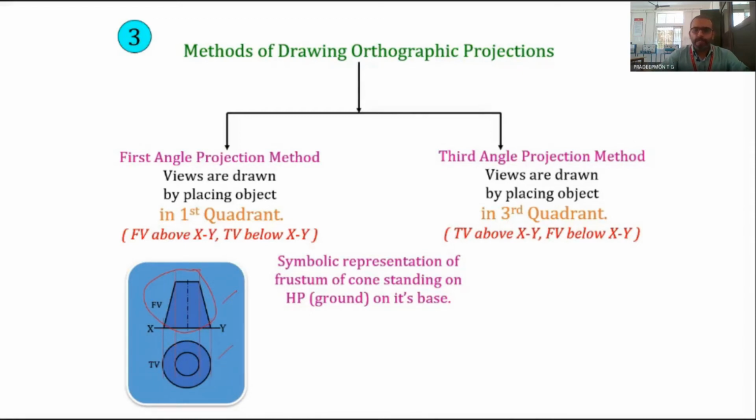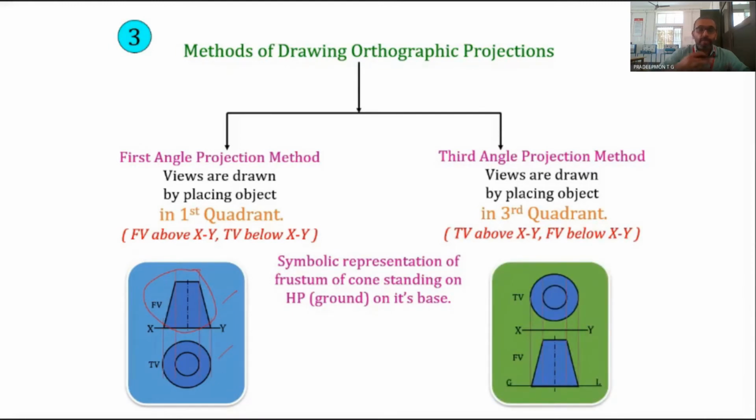In third angle projection, it will be reversed. The front view will be below the XY line. In the third angle projection, we have to consider a ground line also. The object rests on the ground line. Here is the front view, the same as this one itself, and here this is the top view.